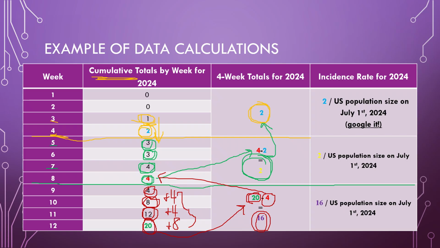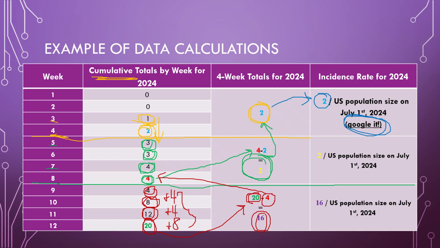Now, from there, what we're going to do is we're going to take the number of new cases and we are going to divide it by the U.S. population size as of July 1st, 2024. So for this first 4-week period, we're taking this number 2, because that is the number of new cases, and just dividing it by this population size, which is something that you can just Google. It's just a very Googleable number.